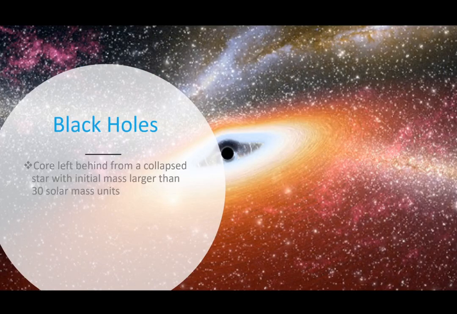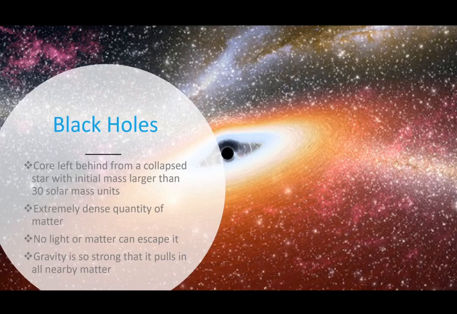And again, finally, we have black holes. This is the core left behind from a collapsed star with an initial mass larger than 30 solar mass units. So again, these stars are larger than our sun, and the black hole is the result of the core that's left behind from these collapsed stars. It's an extremely dense quantity of matter, and no light or matter can escape it because the gravitational field is so strong. Gravity is so strong that it pulls in all nearby matter. So essentially, it's pulling in all the matter around it.